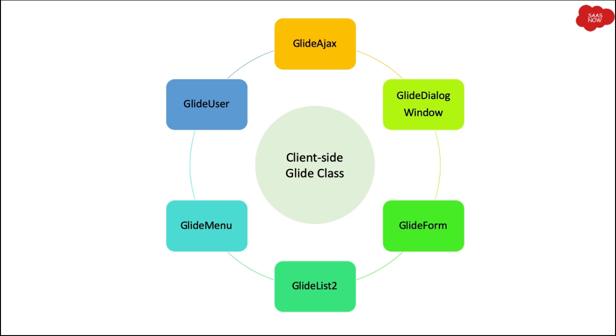For example, you have GlideAjax, GlideUser, these are the APIs which ServiceNow provides. They provide some APIs and methods so that you can utilize them to perform your client-side scripting, like GlideAjax, GlideUser, GlideMenu, GlideList2, GlideForm, and GlideDialogWindow. We have some more as well, and I will let you know how exactly you can see all those APIs in ServiceNow.